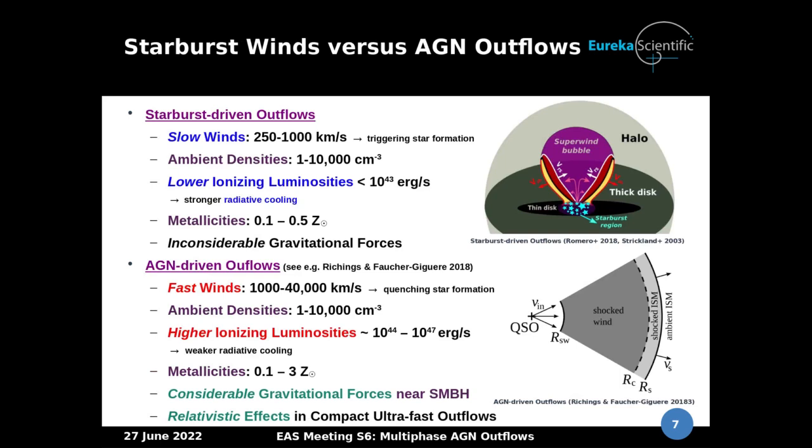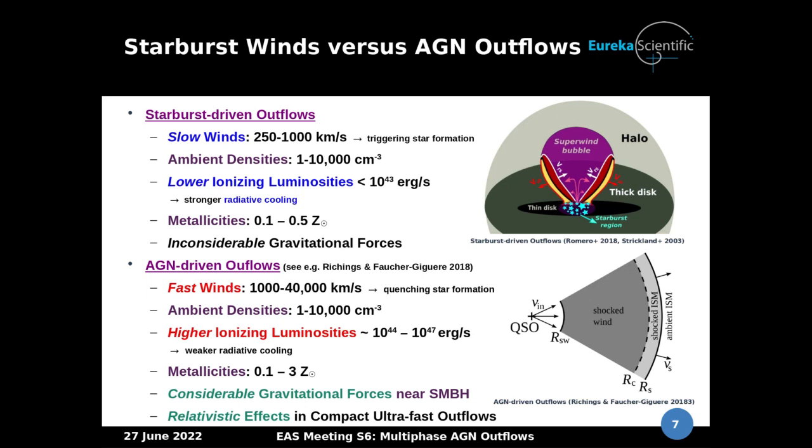However, there is a difference between supernova-driven outflow and AGN-driven outflow. In a supernova-driven outflow, the wind typically is slow, and as the wind becomes slower, it triggers star formation because of the formation of cooling regions. And the ambient densities, as you see, are typically the same. However, supernova-driven outflows have lower ionizing luminosity, and they are typically in metal poor star-forming galaxies.